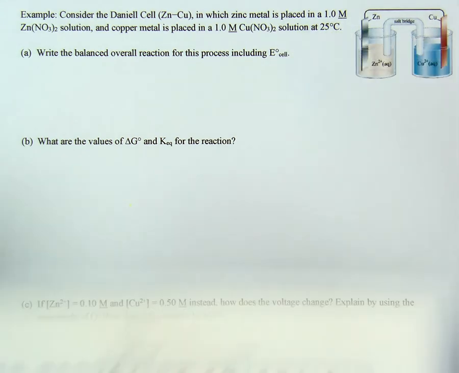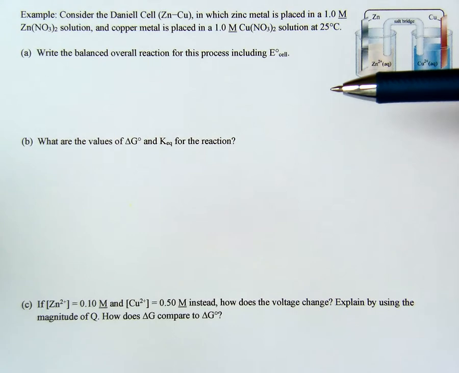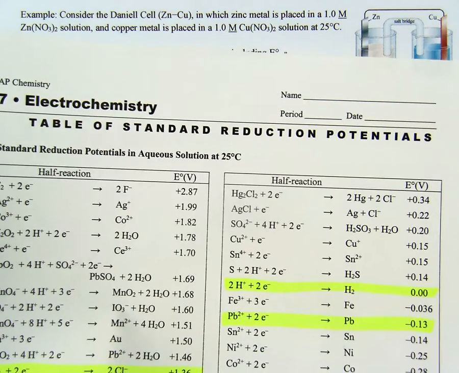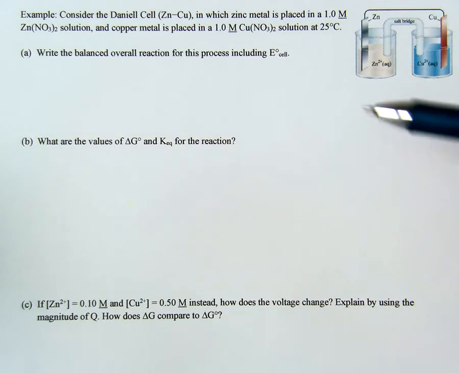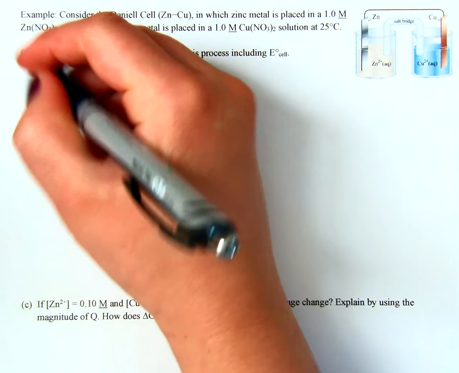And remember, you get those values, the reduction potentials, from right here, from this sheet, and that is the table of standard reduction potentials. Okay, go ahead and pause the video and then come back to check your work. All right, welcome back. So I'm going to start with my anode half reaction.